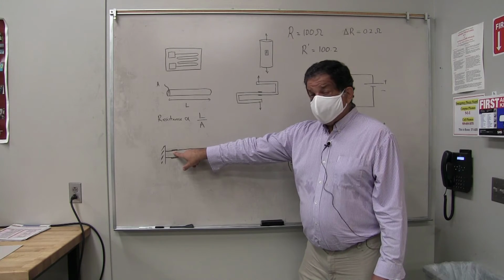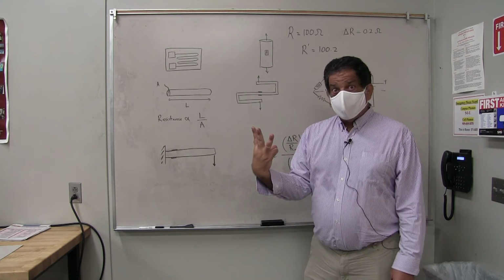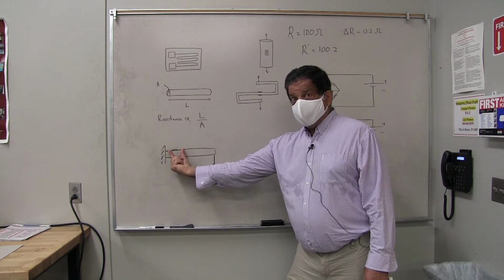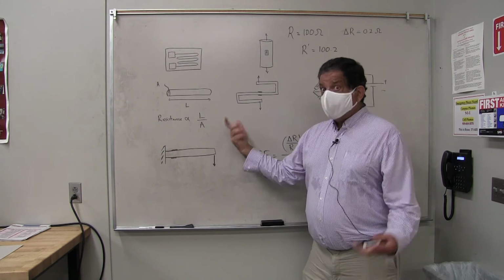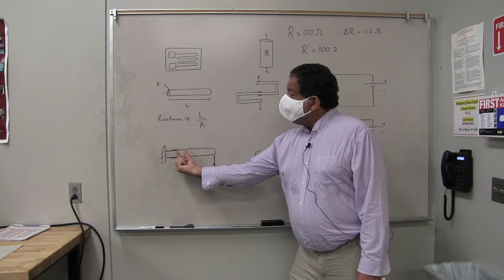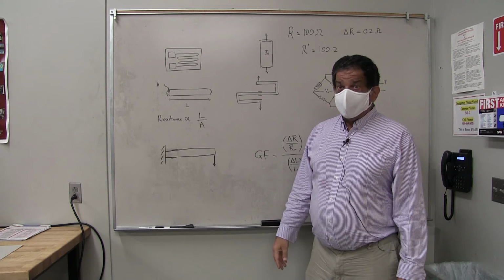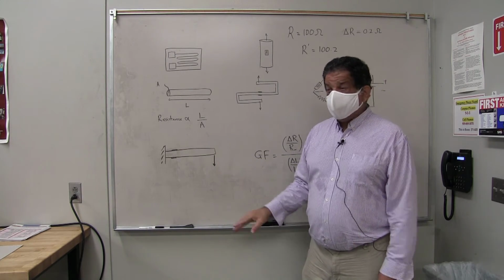That active gauge is going to respond to all 3 of those factors that I told you. If I bend it, it'll show a change in resistance. If I stretch it, it'll show a change in resistance. And if there's thermal expansion, it will also show a change in resistance, right? So it's not rejecting any of those modes.